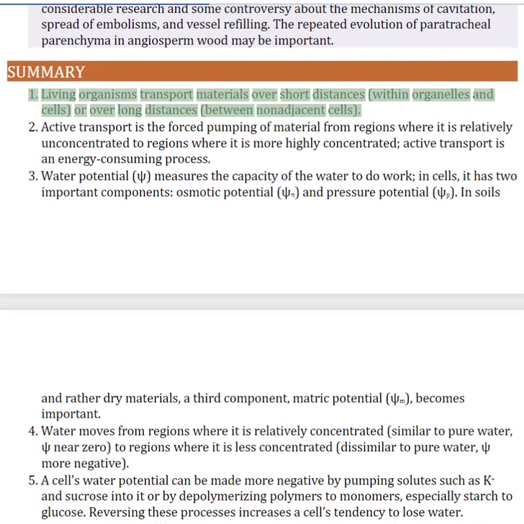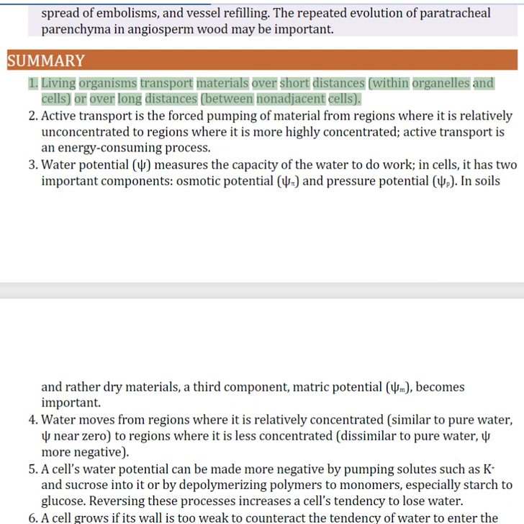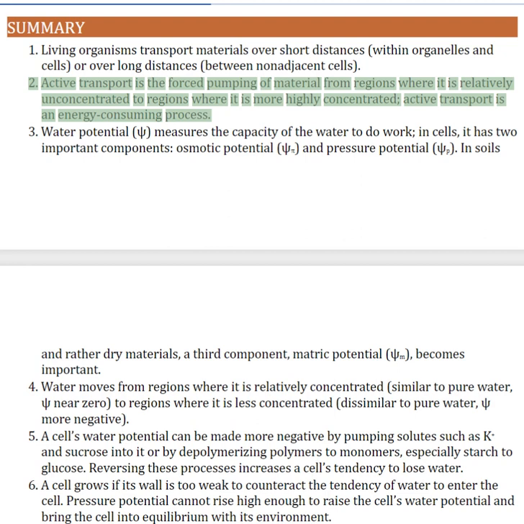Summary. 1. Living organisms transport materials over short distances or over long distances. 2. Active transport is the forced pumping of material from regions where it is relatively unconcentrated to regions where it is more highly concentrated. Active transport is an energy-consuming process.